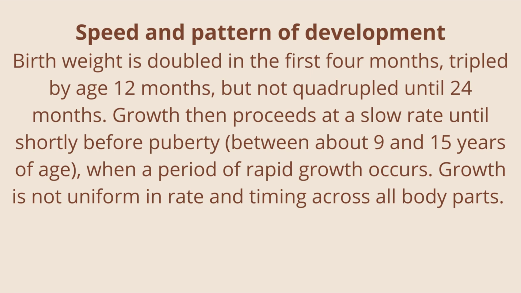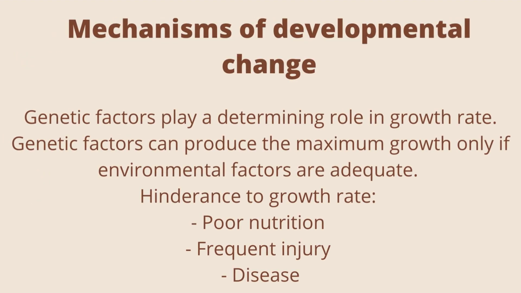Then the speed and pattern of development. Birth weight is doubled in the first 4 months, tripled by age 12 months, but not quadrupled until 24 months. Growth then proceeds at a slow rate until shortly before puberty, between 9 and 15 years of age. When a period of rapid growth occurs, growth is not uniform in rate and timing across all body parts, which means if it's not uniform, it doesn't go at the same rate.